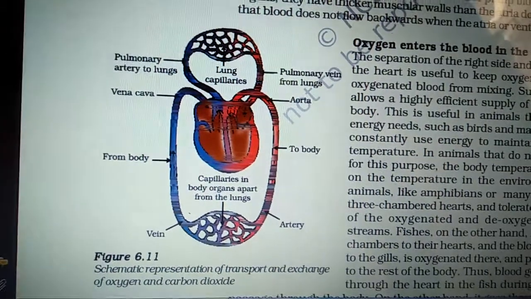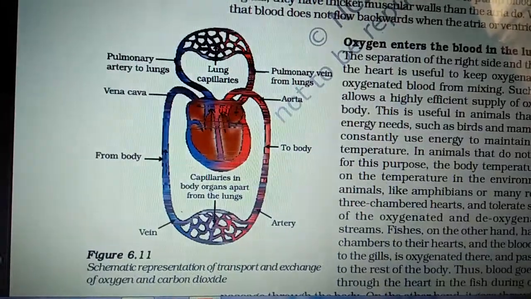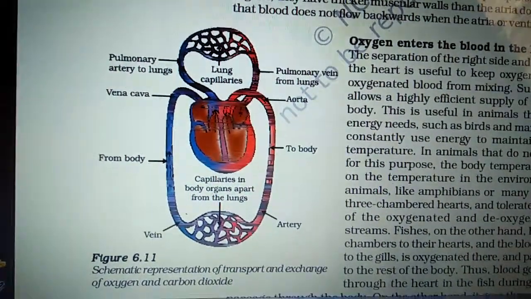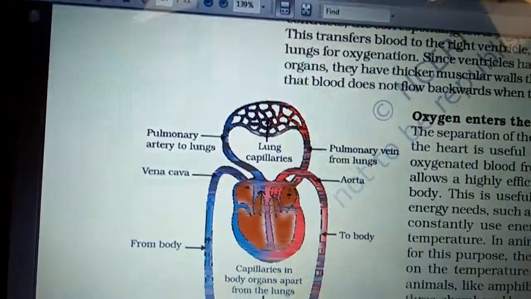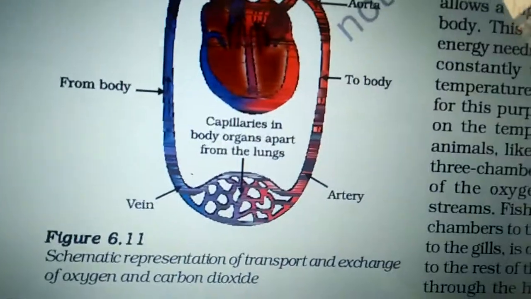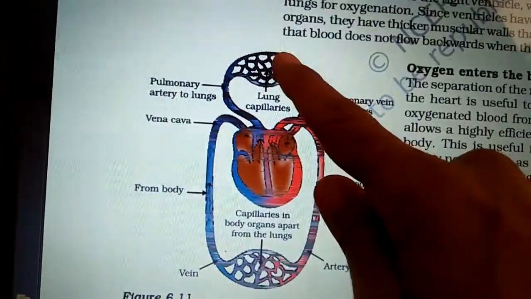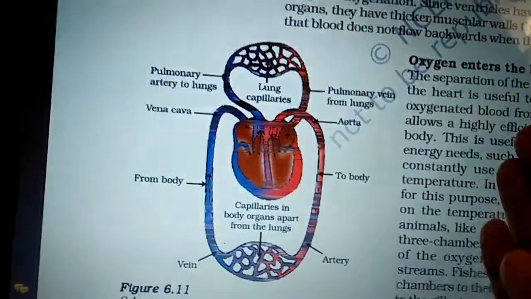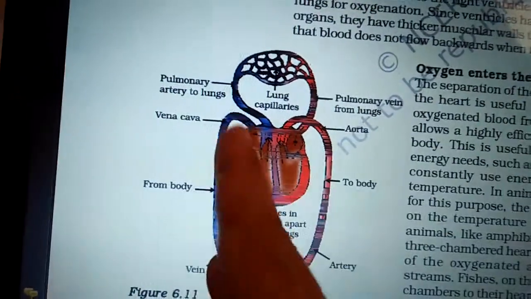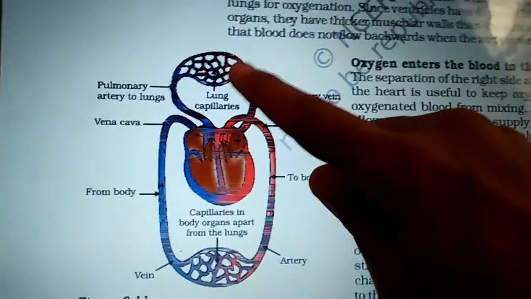Here we have a schematic representation of transport and exchange of oxygen and carbon dioxide. Here we have the lungs, here we have the heart, and this part shows the body cells. So in this half, the left side, we have oxygenated blood, and here on the right side we have deoxygenated blood. So here we have the lungs.